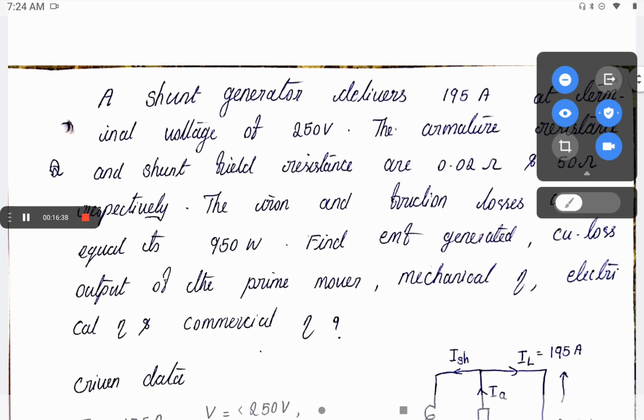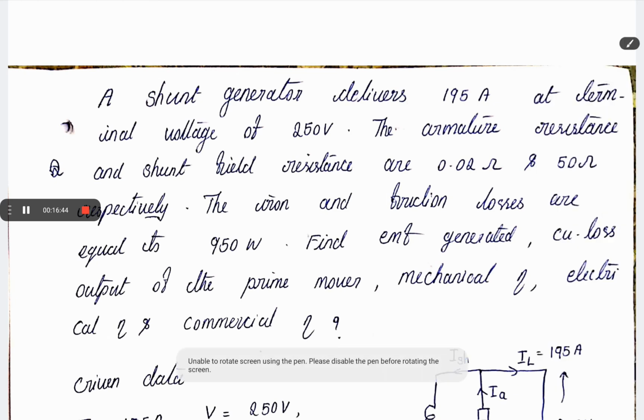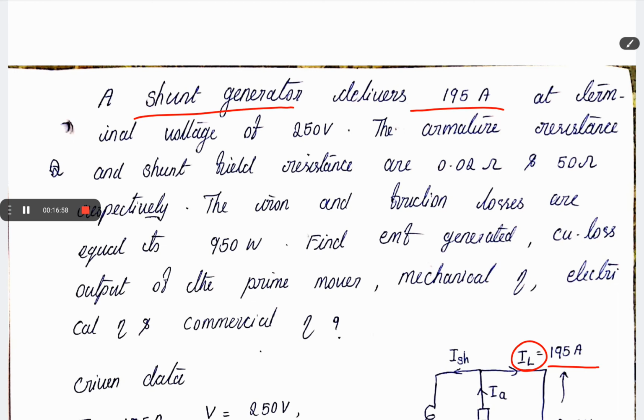Okay, one more problem related to finding efficiency. I will explain. A shunt generator delivers 195 ampere. 195 ampere delivering current means it's the load current. Load current is 195 ampere at terminal voltage. It is also given as a shunt generator.